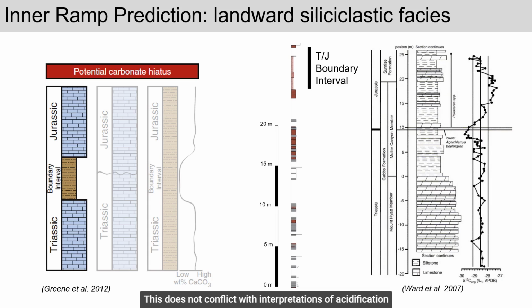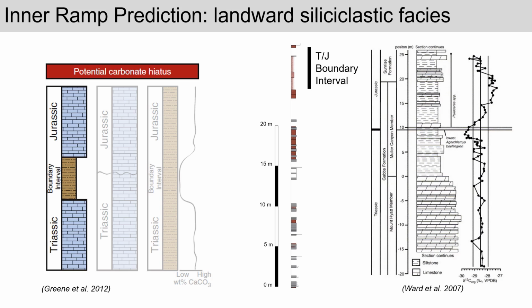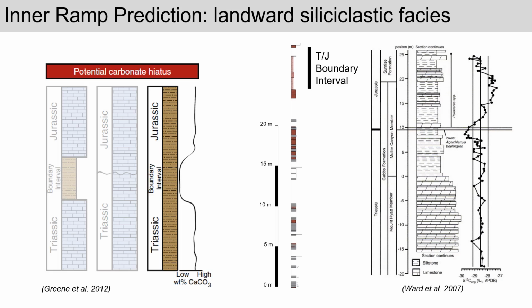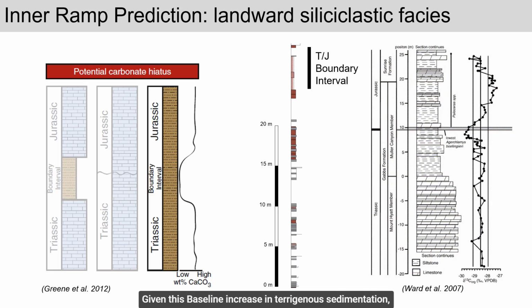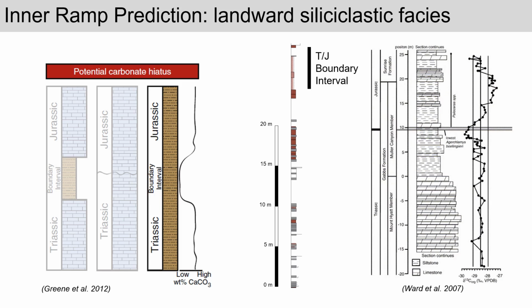This does not conflict with interpretations of acidification in the extinction interval or the negative carbon isotope excursion near the boundary, as the initial reduction in carbonate and increase in terrigenous grains occurs well below either interval. Given this baseline increase in terrigenous sedimentation, the evidence for acidification near the Triassic-Jurassic boundary should focus on the reduction of any remaining carbonate content in the siltstones and not on the initial loss of the silty mudstone facies.